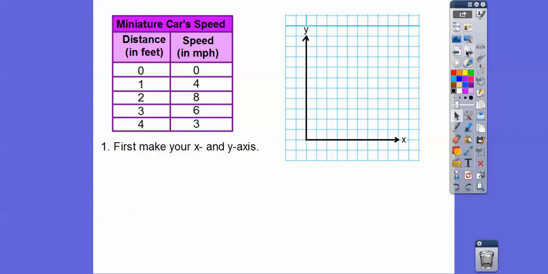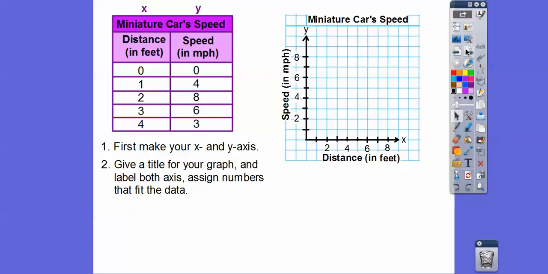All right, but before we do that, we always have to label everything. So let's give a title for our graph. Here's the title for our graph. It's usually somewhere around the table or inside the table. So, miniature car speed right here. And then this is our speed, that's the right column, our speed in miles per hour. If you can tilt your head sideways, I'm looking sideways right there. And then down here, this is our distance. That's from this x column, our distance in feet.